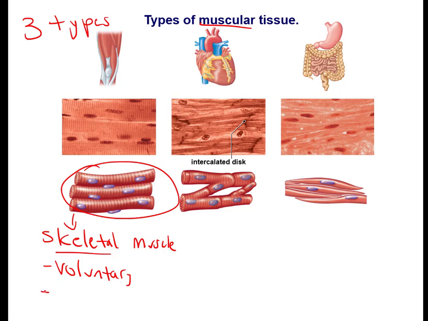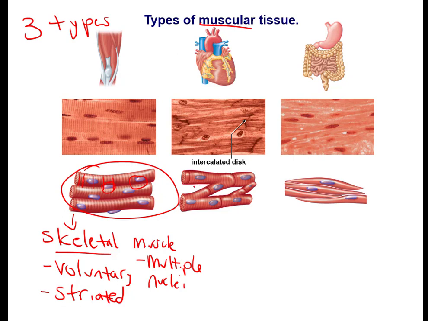Skeletal muscle is also striated. So you can see all these little bump looking things in there. Those are striations in the muscle. One muscle cell can have multiple nuclei. Okay, so there's multiple nuclei in one muscle cell.